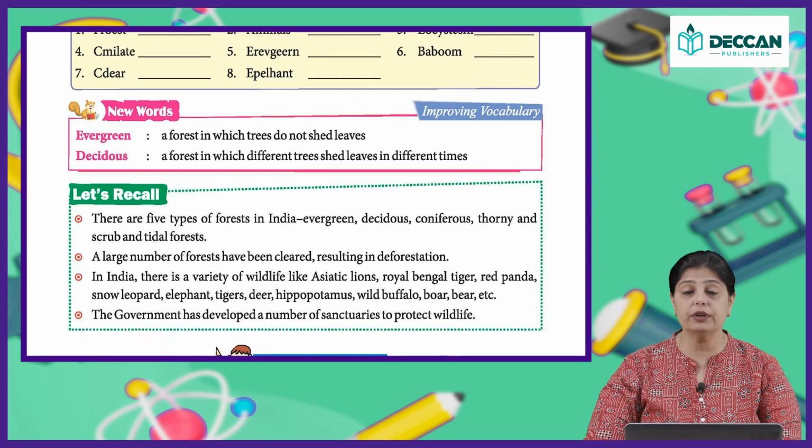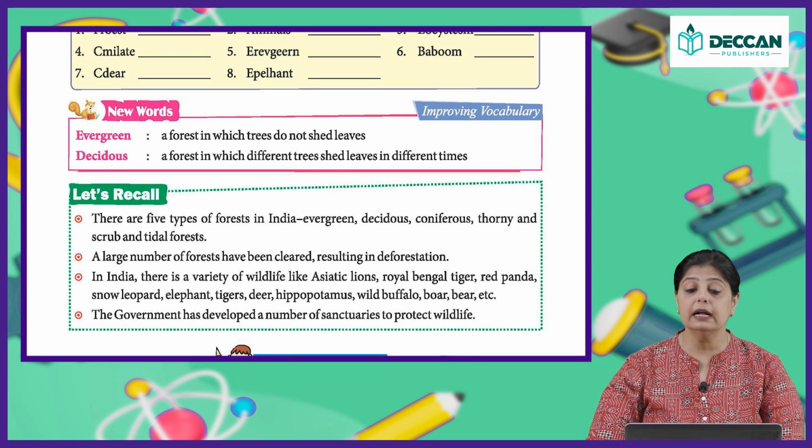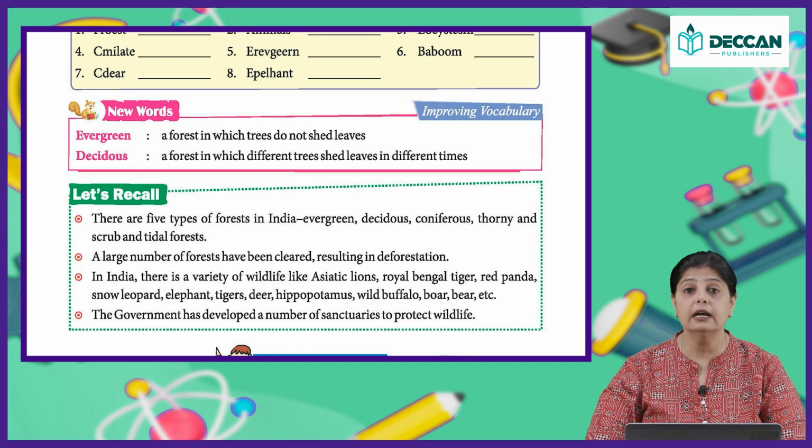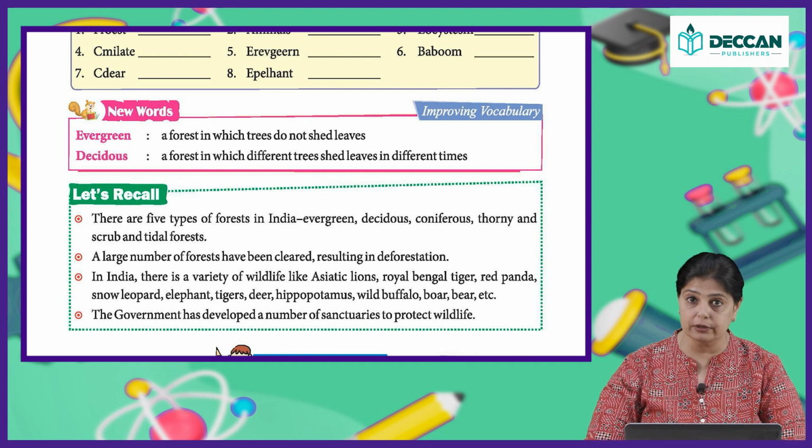Now let's recall what we've learned in this chapter. There are 5 types of forest in India: evergreen, deciduous, coniferous, thorny and scrub, and tidal forest. A large number of forests have been cleared, resulting in deforestation. In India, there is a variety of wildlife like Asiatic lions, Royal Bengal tiger, red panda, snow leopard, elephant, tigers, deers, hippopotamus, wild buffalo, boar, bear, etc.